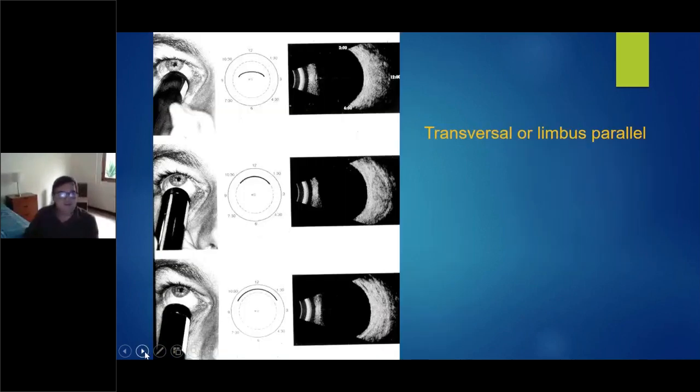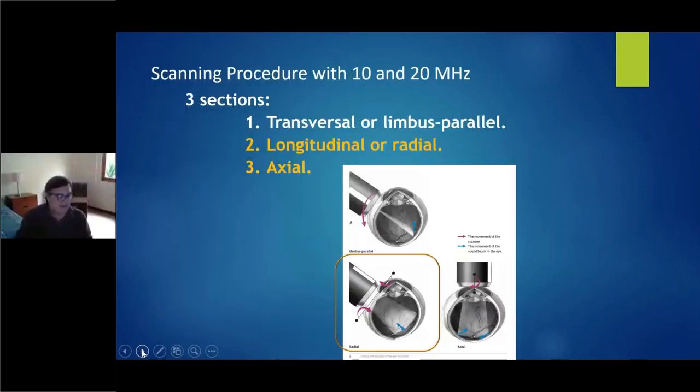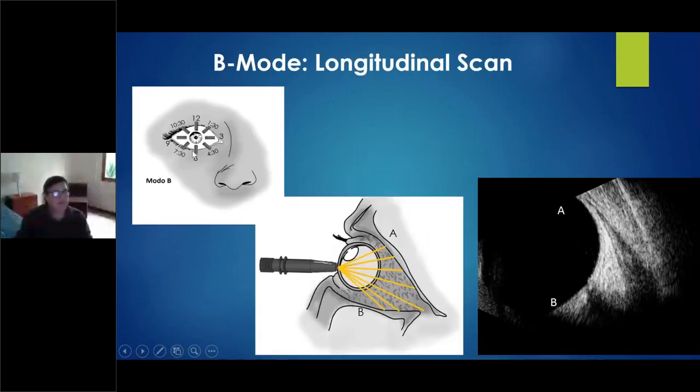And then the second, longitudinal or radial. You change the position of the probe and you put the mark facing the center of the cornea. And then you are making an examination where the upper part of the screen is always anterior, and the lower part is posterior. Anterior, the insertion of the muscle is always anterior, and the optic nerve is always posterior. It's easy to understand. Then, again, the patient looks toward the area to be examined.